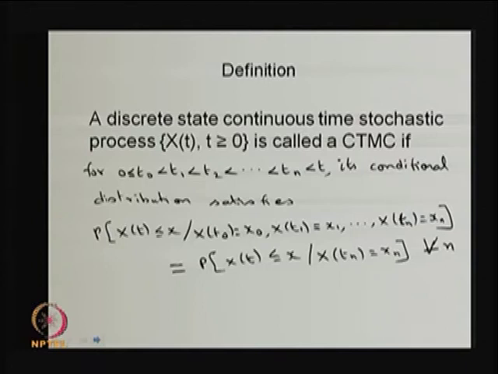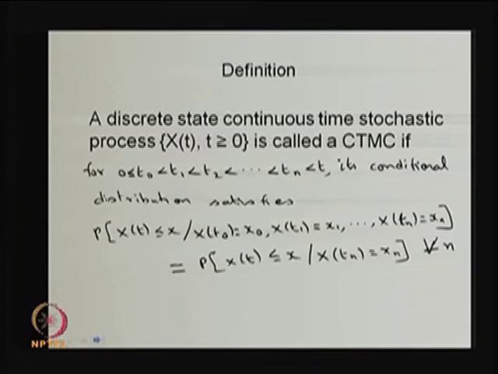If this property is satisfied by the discrete state continuous time stochastic process for arbitrary time points, then that stochastic process is called a continuous time Markov chain. This is a very important concept. This is called the Markov property.